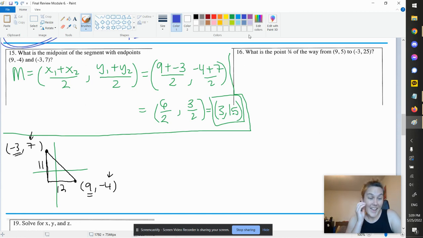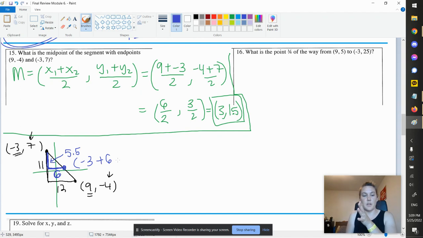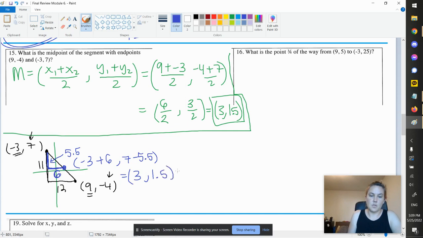Great. If I want to do half of that, I would only go 5.5 down, and I would go 6 over. 5.5 is half of 11, and 6 is half of 12. So this point becomes -3 plus 6, because we started at x equals -3 and went 6 to the right. Then we would start at 7 and go down 5.5, because we started at y equals 7 and we dropped down by 5.5, which also gives us (3, 1.5). So either of these methods is fine.